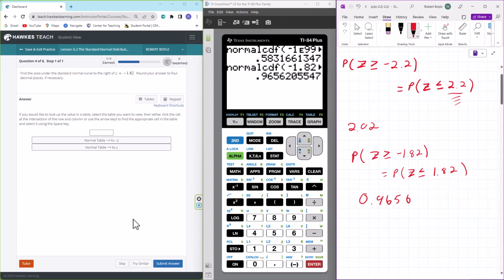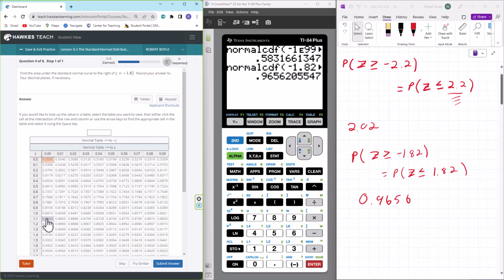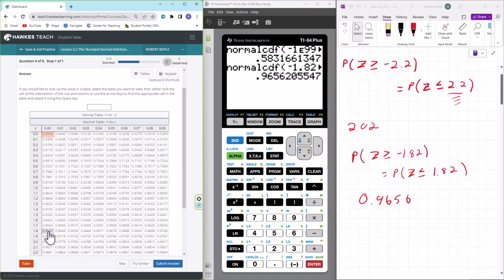Let's see how close we are to that. Once again, this should be the same as the probability that z is less than or equal to 1.82. Okay, well, here's 1.8 right there. All right, 1.81, 1.82, 0.9656, the exact same thing. So we're good to go.